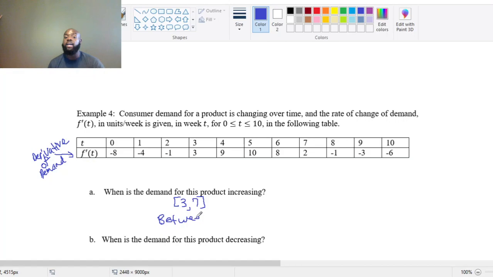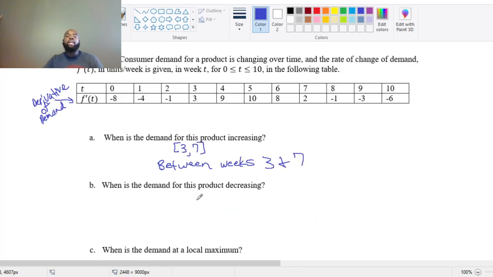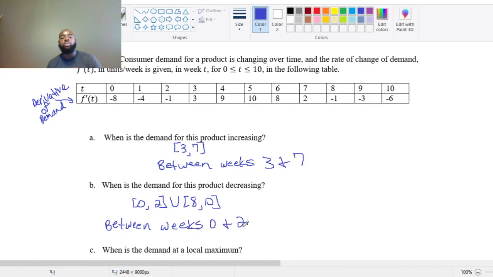Or you can say between weeks 3 and 7. It says, when is demand for a product decreasing, right? So it's decreasing when the derivative is negative, right? So that's from 0 to 2, union 8 to 10. From 0 to 2, the derivative is negative, and it's also negative from 8 to 10. And so I can say that, or you can write it out in words between weeks 0 and 2 and weeks 8 and 10. Okay, so either way you want to write those, that's fine.